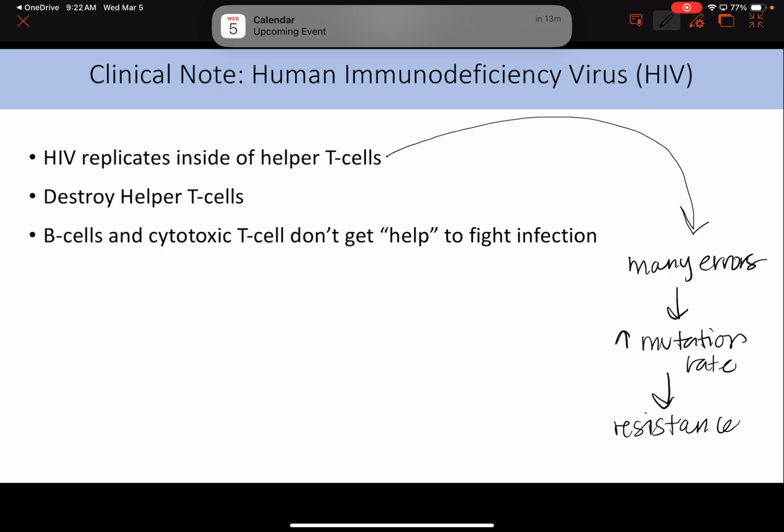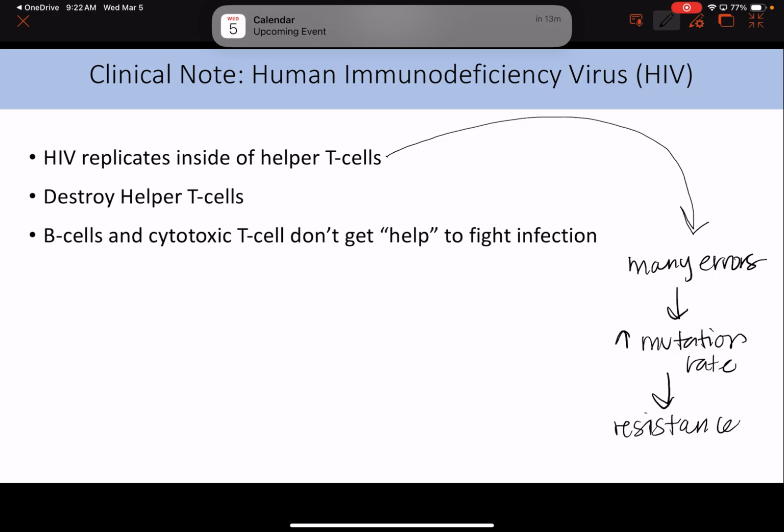It destroys the helper T cells when it uses them to replicate. And so then B cells and cytotoxic T cells don't get the help to fight an infection if our helper T cells are being killed. Because helper T cells are there to, one, tell the other cells when something is present that shouldn't be, and also help activate those other cells. And so if we don't have helper T cells, then we can't activate our other immune cells. And so they're no use to us if they can't be activated.